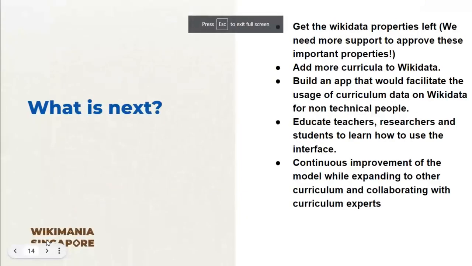So what is next year? We are looking at getting the few properties that are left approved so that we'll be able to better visualize the kind of data we want to upload on Wikidata. Again, we also want to add more curricular information on Wikidata. If you had scanned the QR code for all the curricular data worldwide on Wikidata, you'll find that we have very little information. Looking at the number of countries, the number of courses, the number of subjects studied in different parts of the world, we have very little.